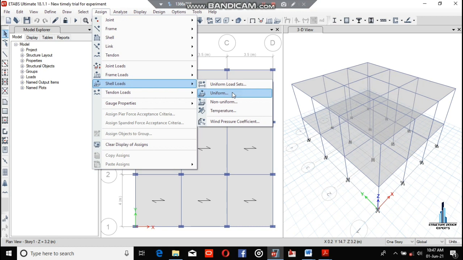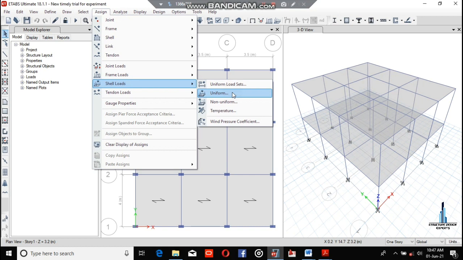Basically, the load is assigned to building members like floors and slabs, for example floor screeding and tiles, in the form of dead load and live load, or super dead load for the slab. Seismic loads are also considered shell loads. They produce moments as well as torsion in the joints.